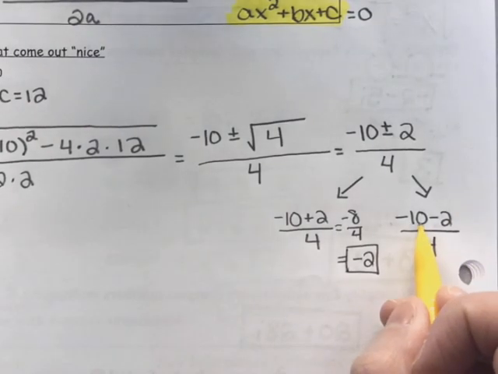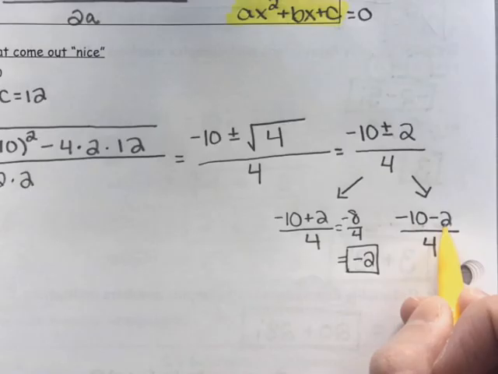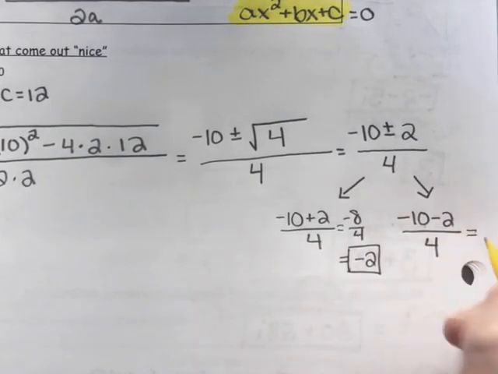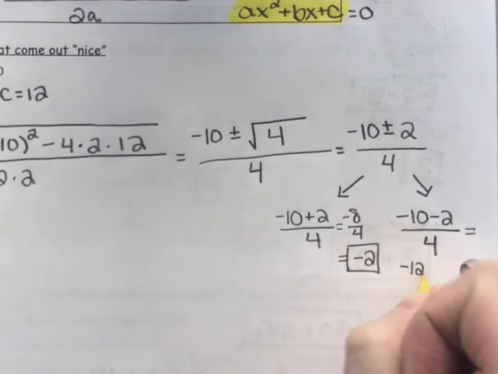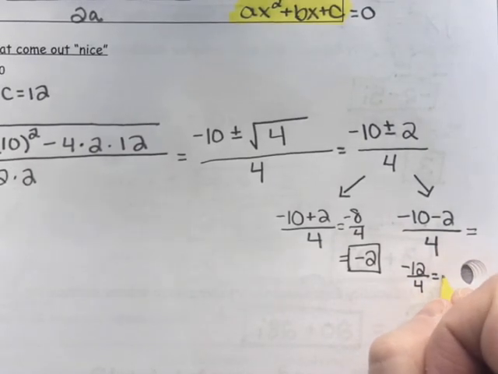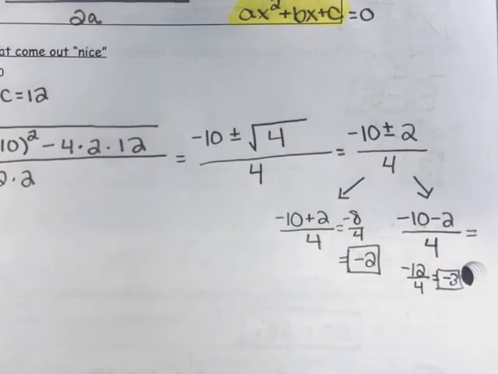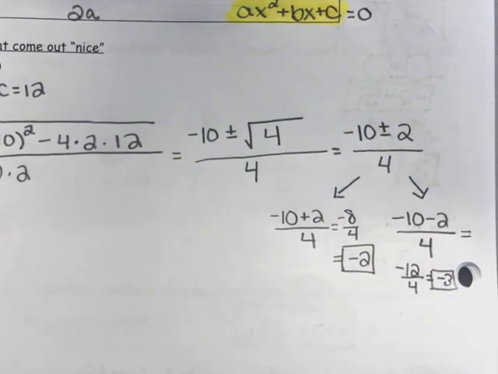Let's go over here. Negative 10 minus 2 more. What's that going to give me? Negative 12. And that's being divided by 4. What's negative 12 divided by 4? Negative 3, right? Be careful with your sign. Bring your sign with you.